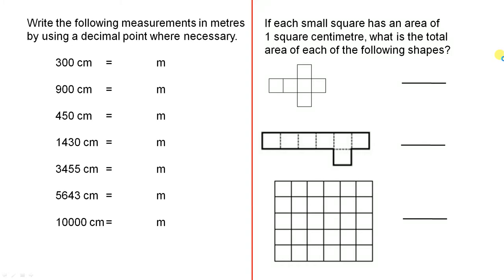Write the following measurements in metres by using a decimal point where necessary. So you're just asked to answer those questions there. 1, 2, 3, 4, 5, 6, 7 of them.